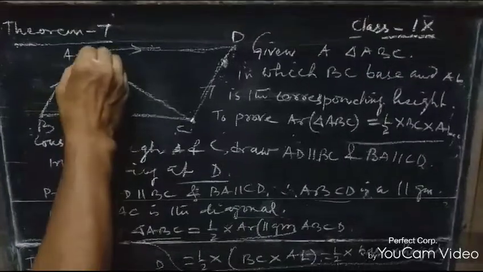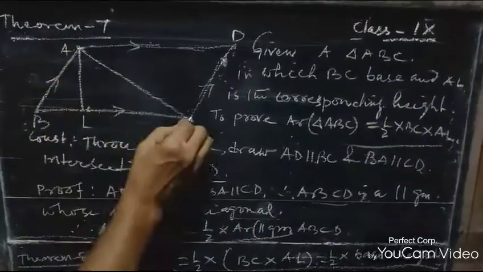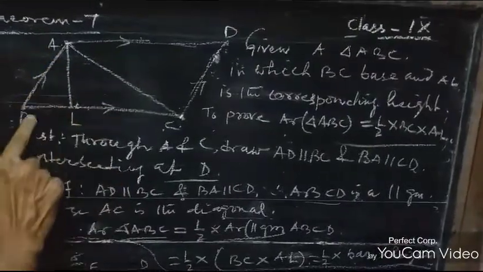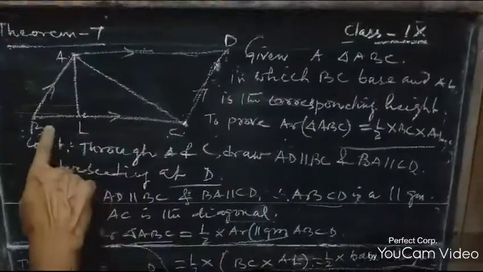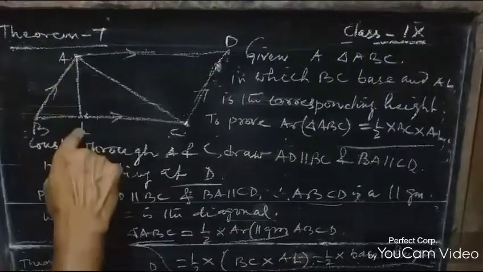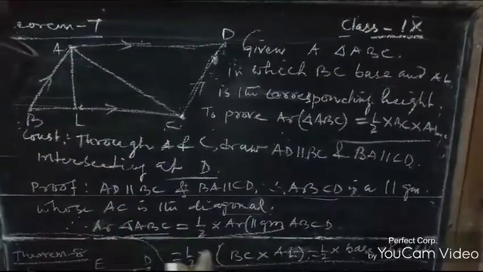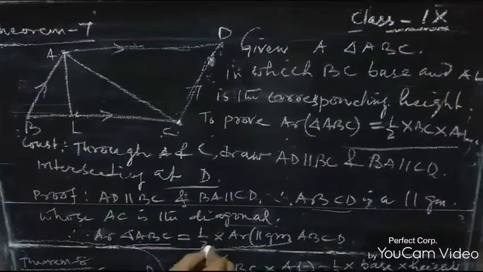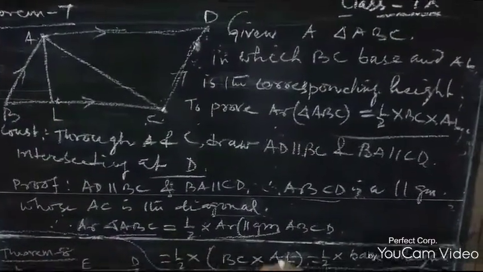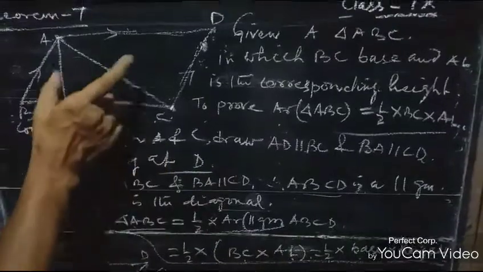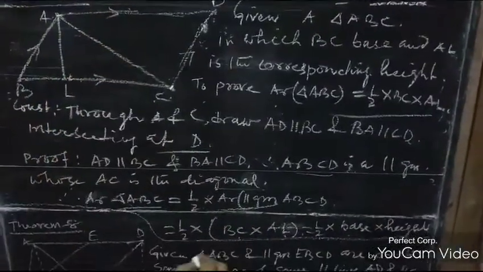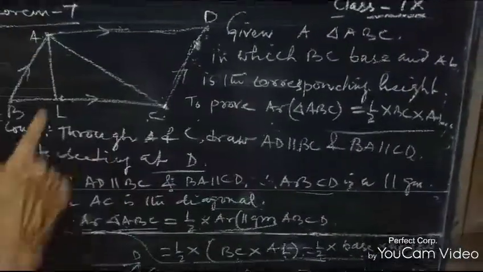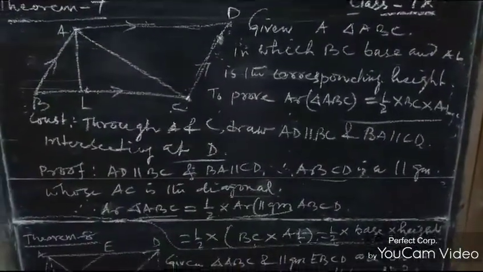Now we know AL is the perpendicular on base BC. So the area of the parallelogram ABCD will be equal to base into its corresponding height, that is AL. So the area of the triangle is half, and this is BC into AL. This is half base into height, and this proves that the area of any triangle is half base into height.